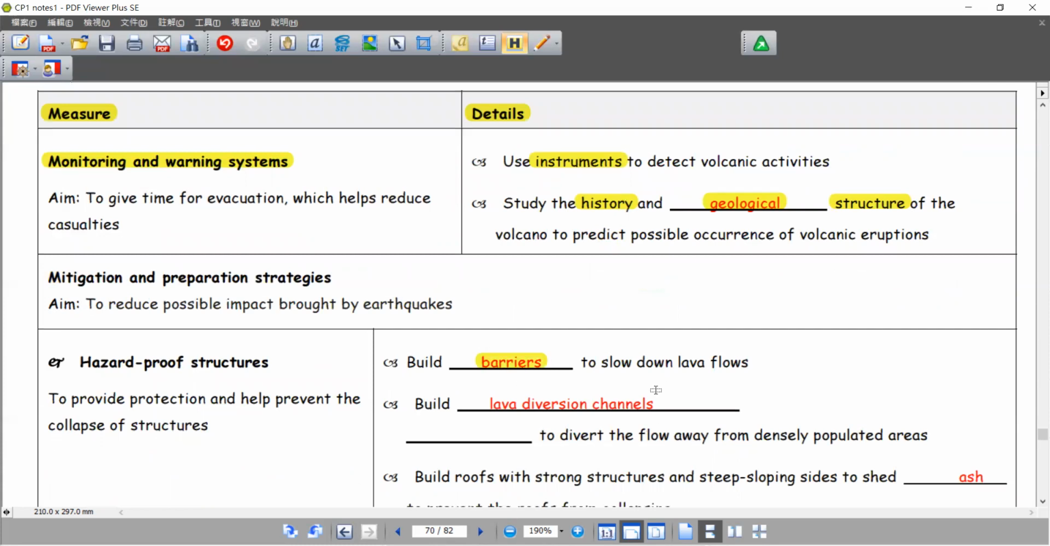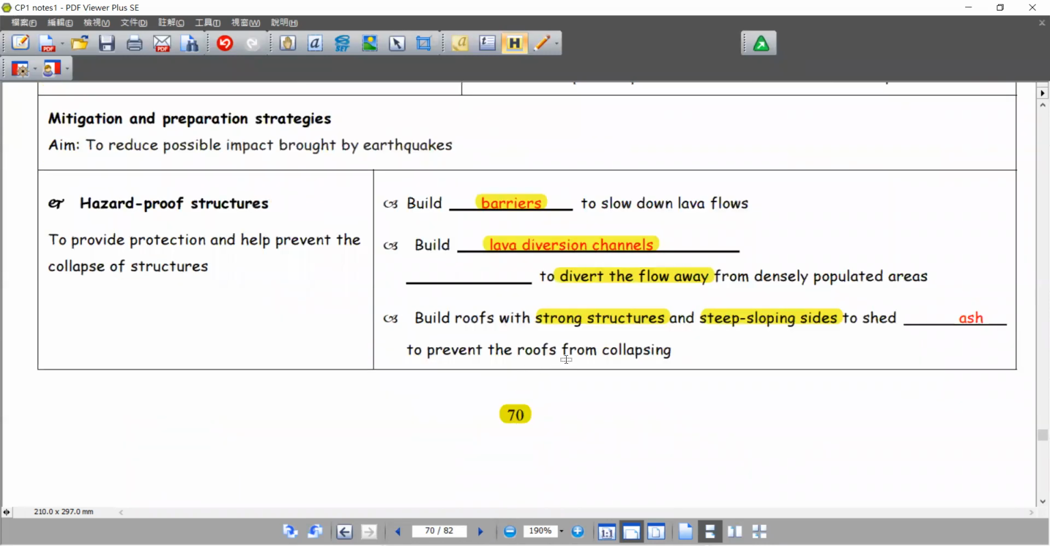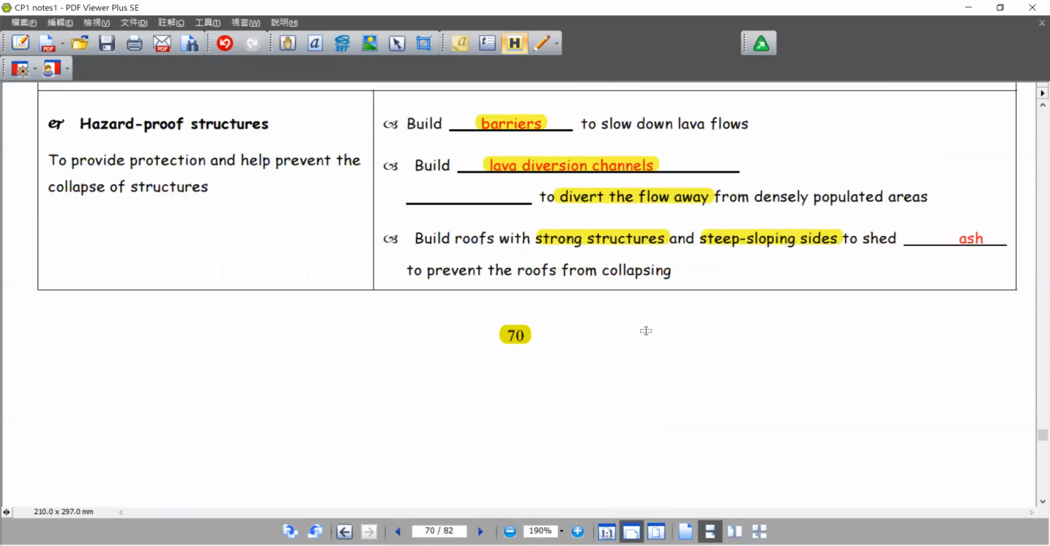When climbing Mount Fuji, there are a lot of barriers as well as lava diversion channels, which may help divert the flow of magma away from densely populated areas like Tokyo. Then build roofs with strong structure and steep sloping sides, which can help shed the ash to prevent the roof from collapsing. You can find a lot of steeply sloping roofs in Japan, because it helps prevent the roof from collapsing.